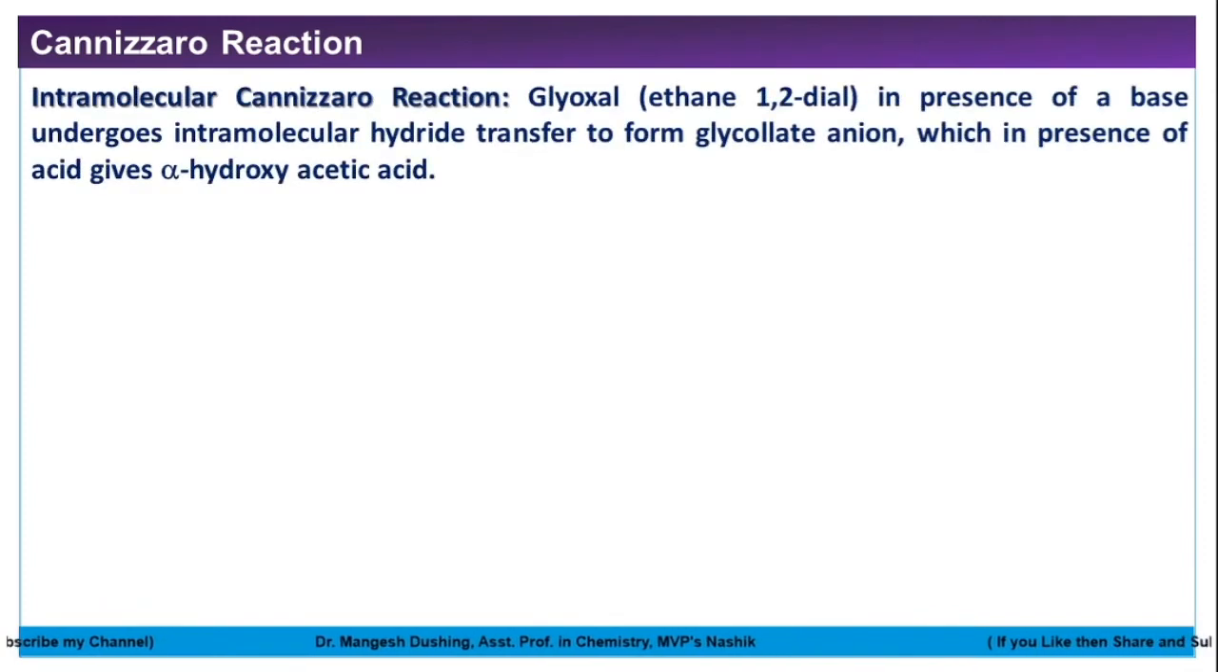Now we will see the intramolecular Cannizzaro reaction. So glyoxal, that is ethane 1,2-dial, in presence of base undergoes intramolecular hydride transfer to form a glycolate anion, which in presence of acid gives alpha hydroxy acetic acid. So in intramolecular Cannizzaro reactions, both the carbonyl groups, both the aldehyde groups, are present in the same compound. That's why this is called intramolecular Cannizzaro reaction.